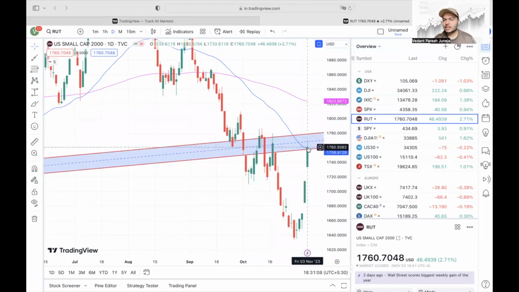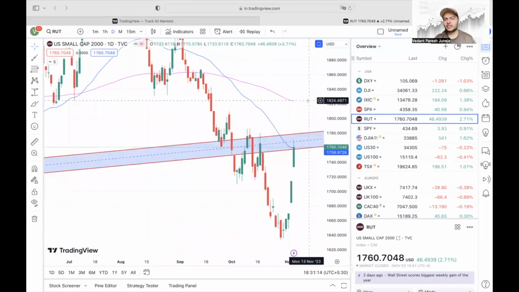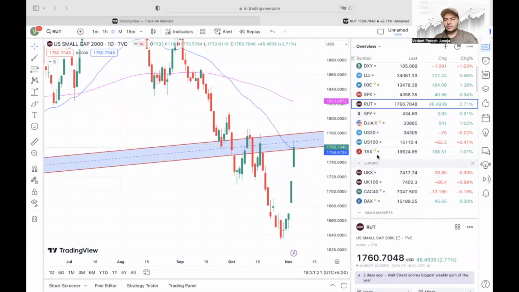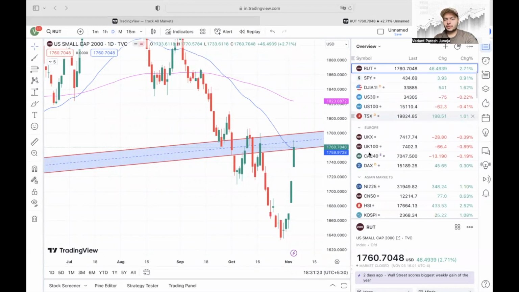So I think if we break above this again in the week ahead, we might continue to see a rally towards the 200 moving average, that is approx 1823 levels. So that's my view on the American markets, and I've talked about the dollar index.